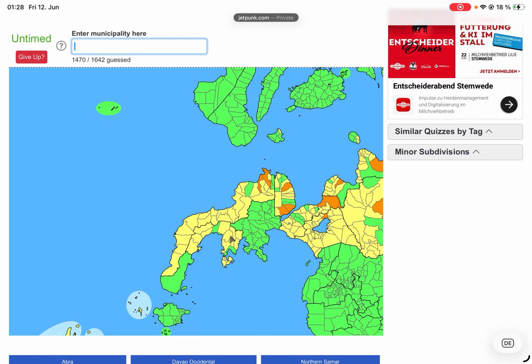Yes, let's continue with this province right here, which is called Zamboanga Sibugai. And the capital of Zamboanga Sibugai is called Ipil. We already named Naga and Alicia from previous stories. So let's just start here with Tungawan, Roseller Lim, Titay.